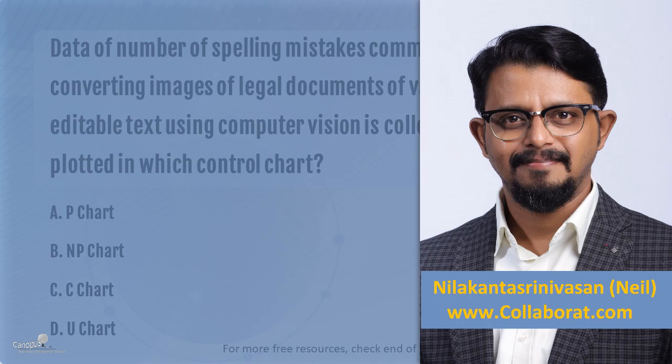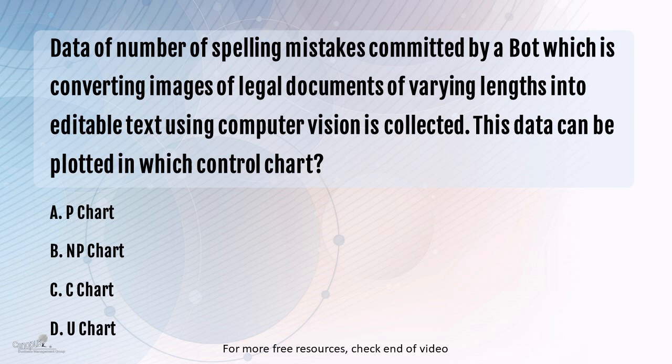A question that relates to control charts, statistical process control. Data of number of spelling mistakes committed by a bot, which is converting images of legal documents of varying lengths into editable text using computer vision, is collected. This data can be plotted in which of the following control charts?